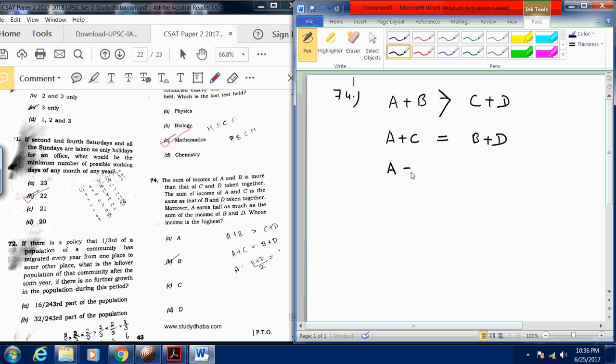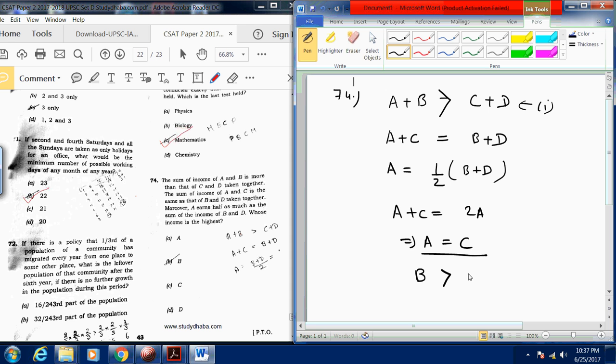A is equal to half of B and D. If we substitute this here, we get A plus C equals 2A, which implies A is equal to C. So substituting in equation number 1, B will be greater than D. So whose income is the highest? Since A and C have equal incomes, they cannot be the highest as per the options. B is greater than D, so B must be the highest.